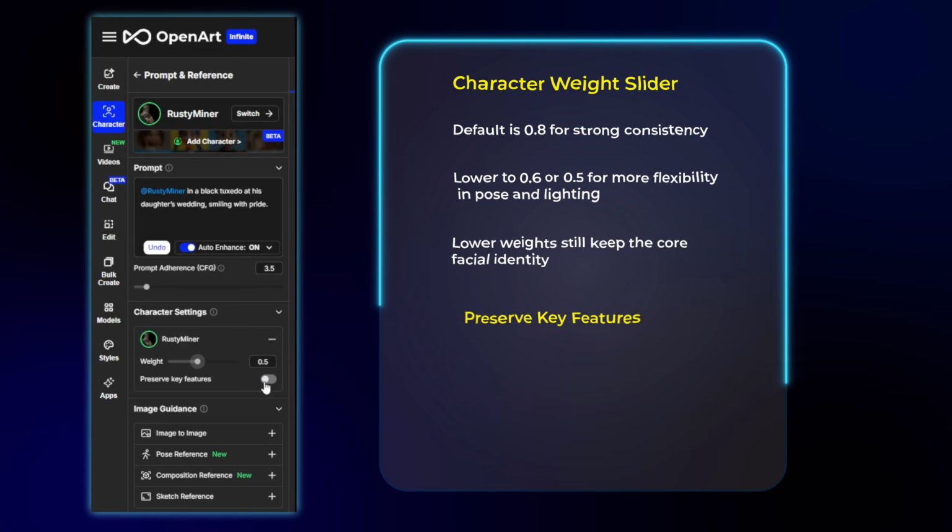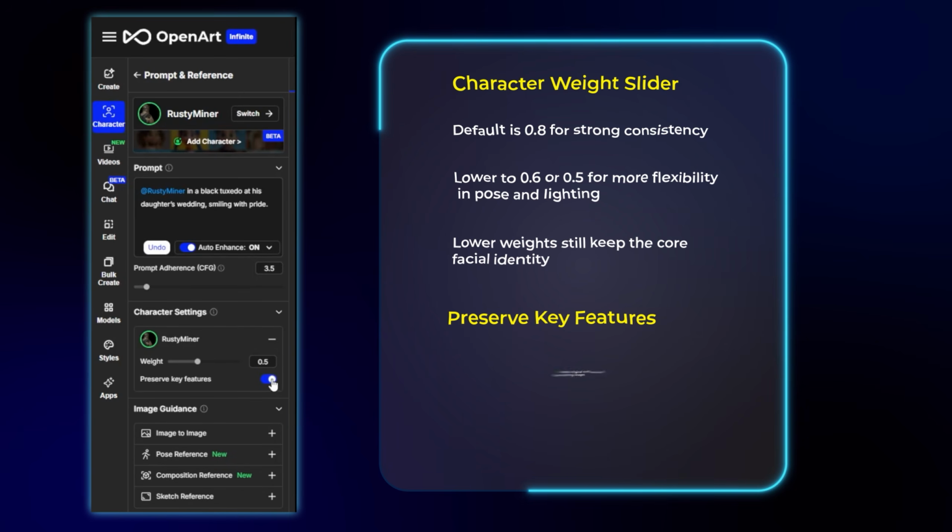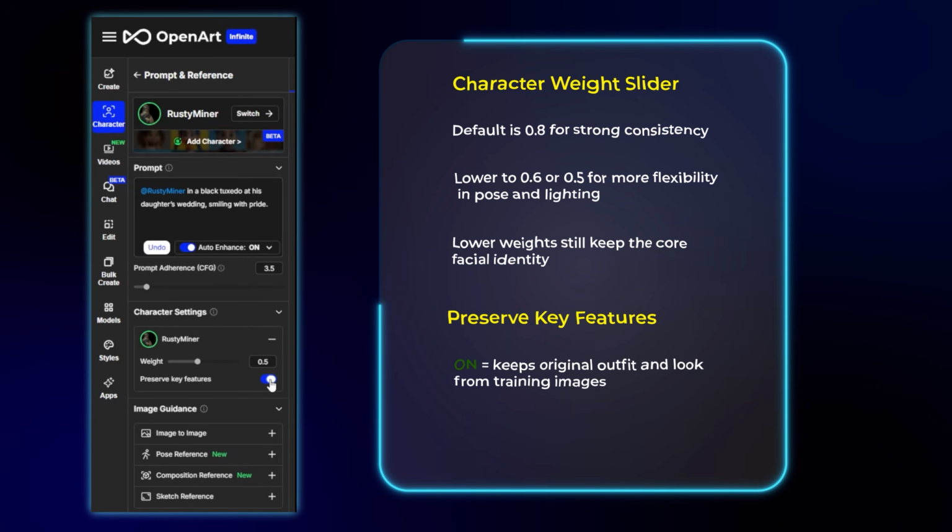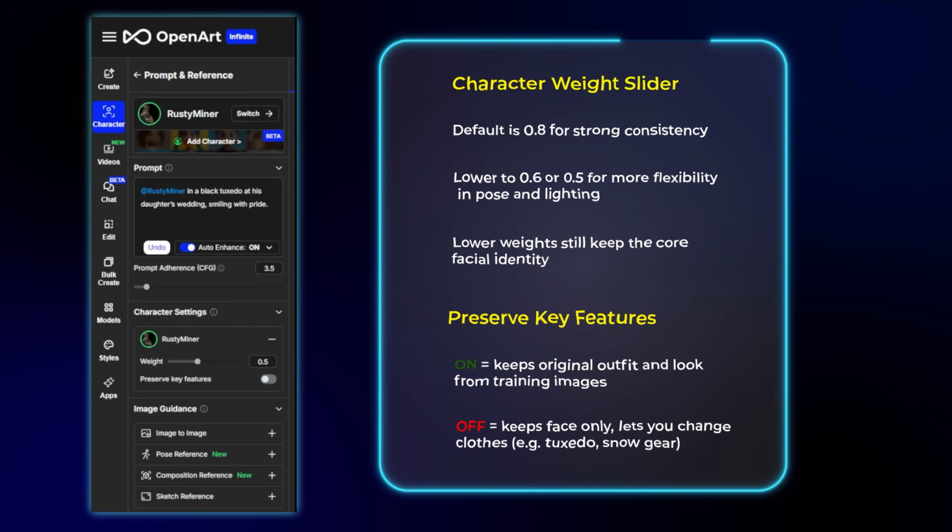I can also use the Preserve Key Features toggle. If I turn it on, OpenArt keeps the original outfit and look from the training images. If I turn it off, it will still keep the face, but now I can freely dress him up. Say I want him in a tuxedo or snow gear. This gives me that freedom.